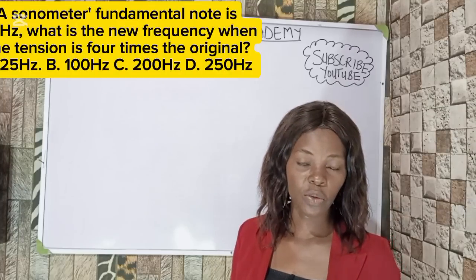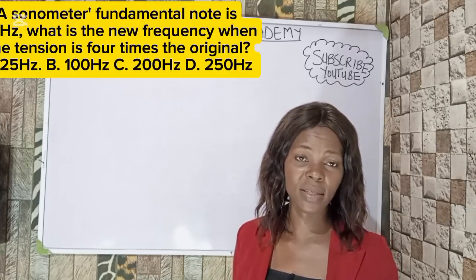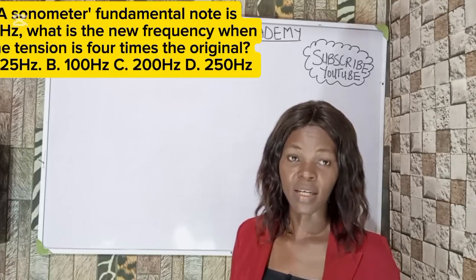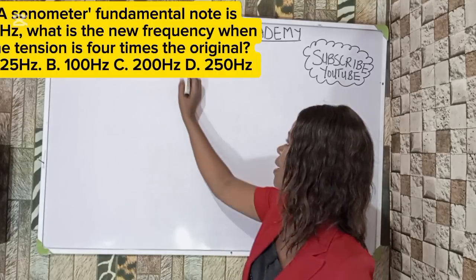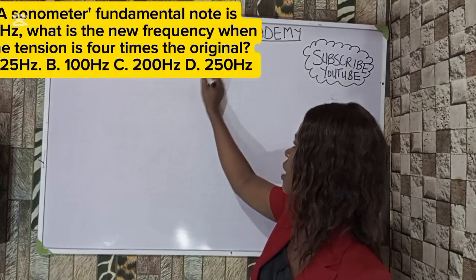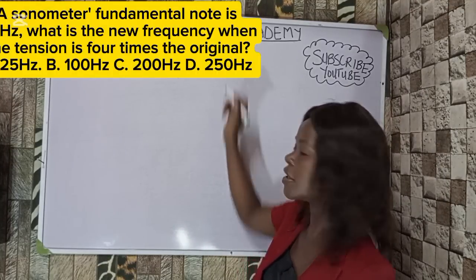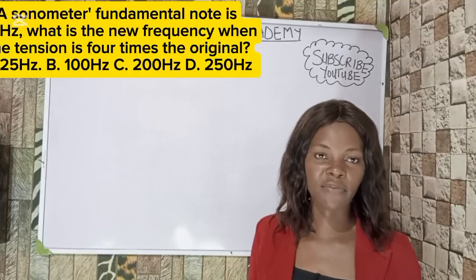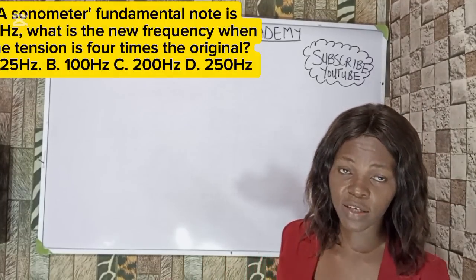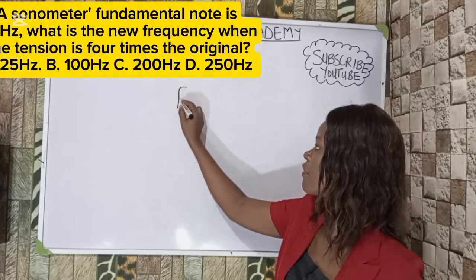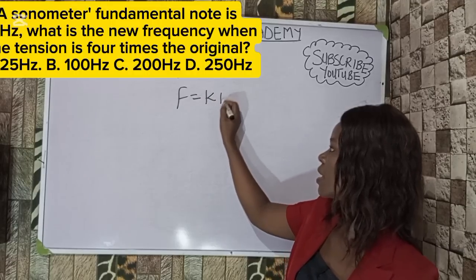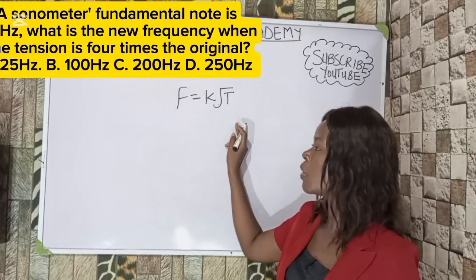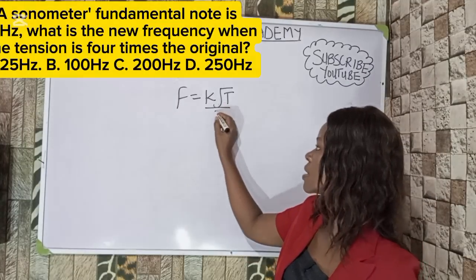Now for us to solve this question, we have to relate that for a sonometer, the frequency of a string is related to the tension by the following formula. F is proportional to the root of the tension. Is that clear? Now, because we are equating them, it varies, so we remove this proportionality sign to introduce a constant. So F is equal to K root of T. What do we do next? We divide both sides by root of T.